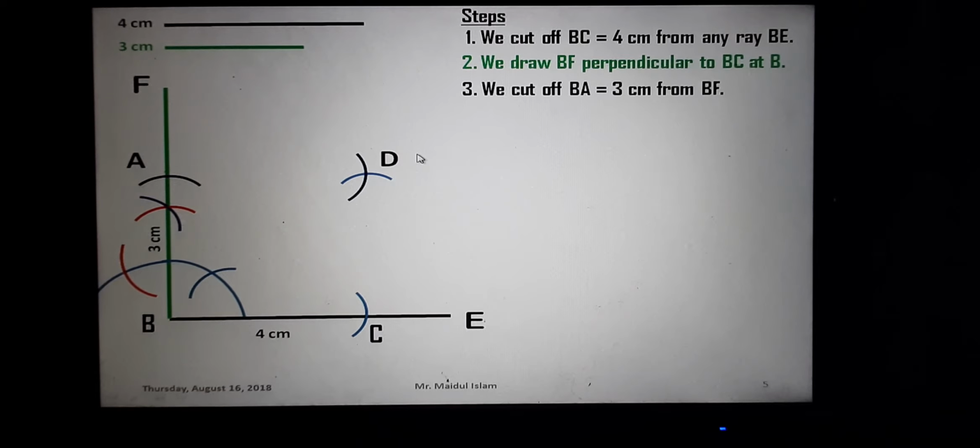My dear, you can write like this way, or you can write: centering A, taking length of 4 centimeter, we draw an arc with angle B, within the angle B, and centering C, taking the length of 3 centimeter, we draw another arc, and these two arcs intersect at D.